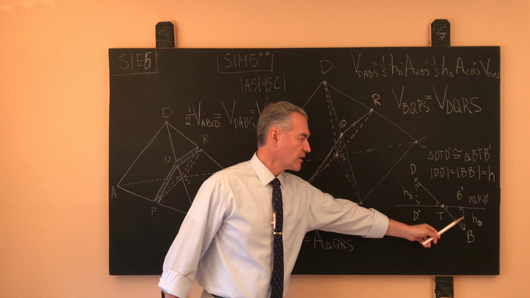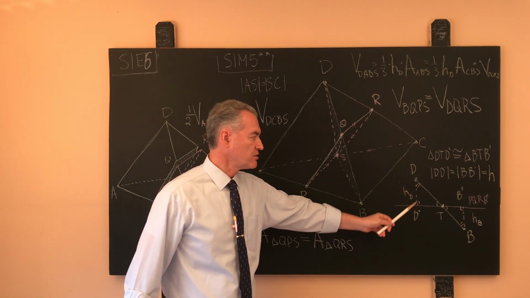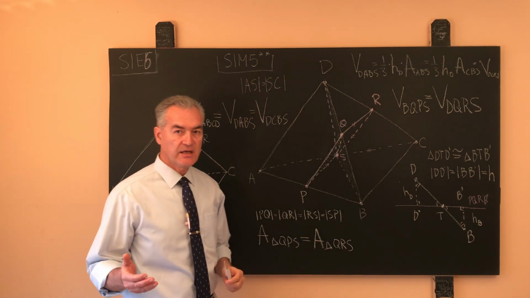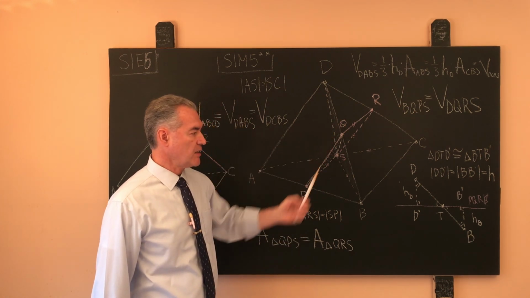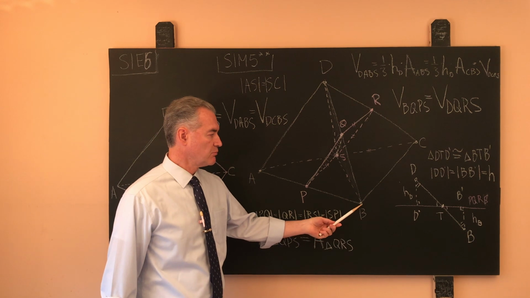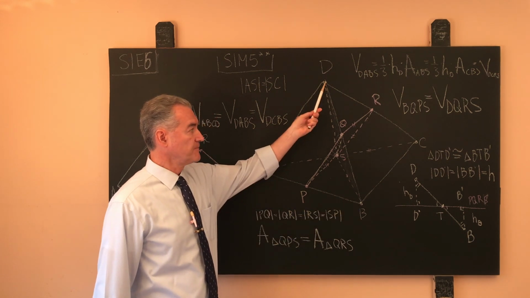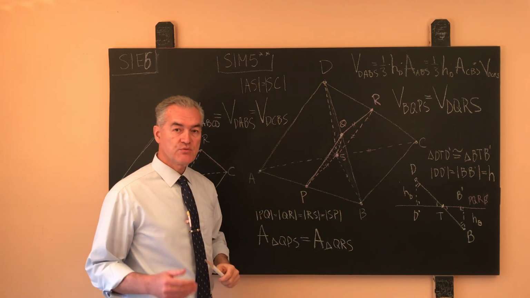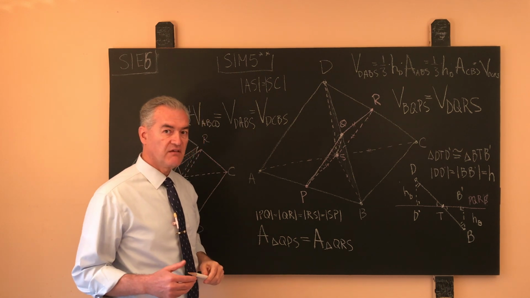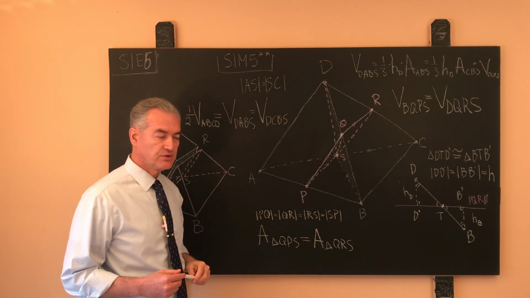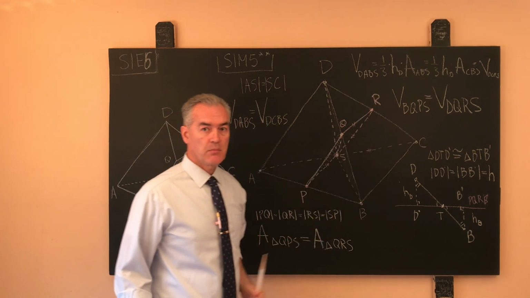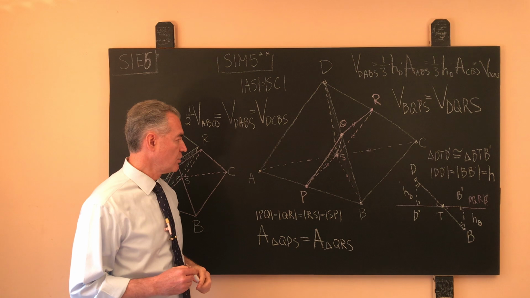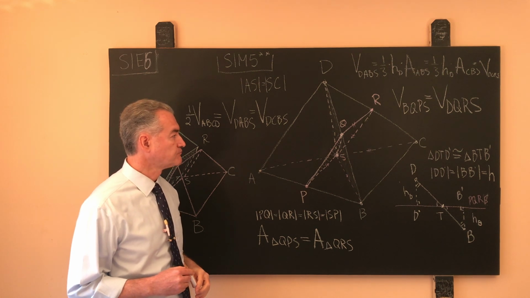But these line segments represent none other than the heights of the corresponding smaller tetrahedrons that emanate from the vertices B and D correspondingly, which means that the volumes of these two tetrahedrons, according to the formula shown over here, must also equal one another.